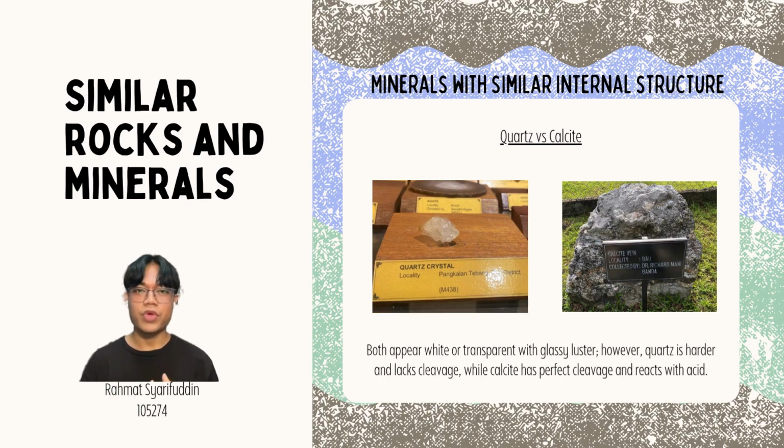Moving on to minerals with similar internal structures, first up we have quartz and calcite. At first glance they can appear similar, as both can be white or transparent with a glassy luster. However, quartz is much harder. It can scratch glass while calcite cannot. Quartz also has no cleavage, whereas calcite has perfect cleavage in 3 directions and reacts with acid, which is a key test in mineral identification.